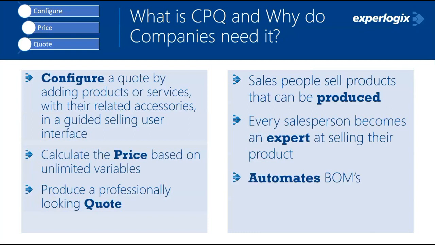If you are then going to manufacture it, if the salesperson told them that they could sell it a certain way, we want to make sure that we can build it. So Experlogix is going to automatically create the bill of material that's associated with that product. And then we're going to make sure that there's option compatibility. So you're never going to be able to put together a quote that options should not be together.